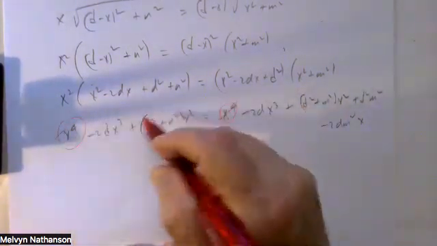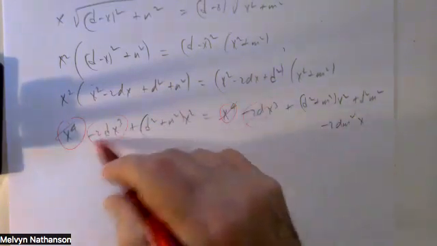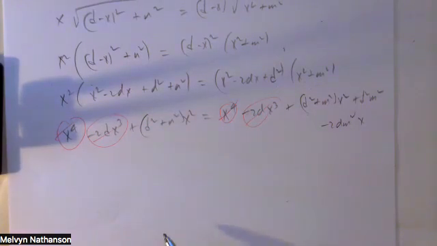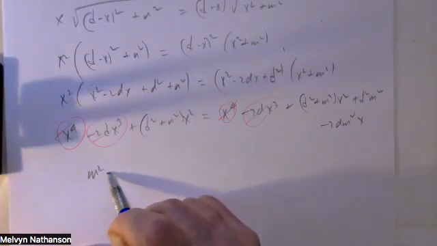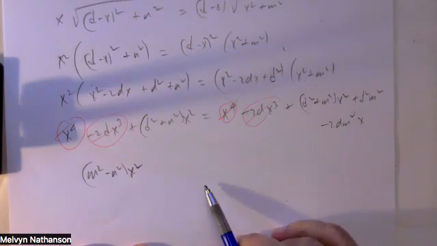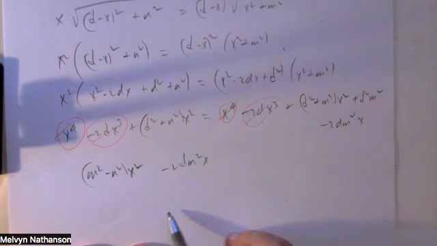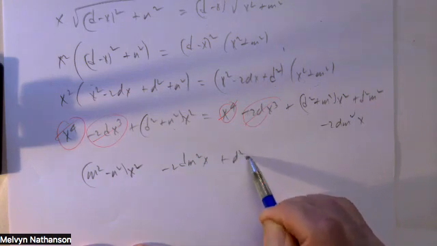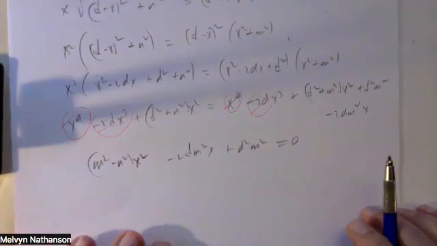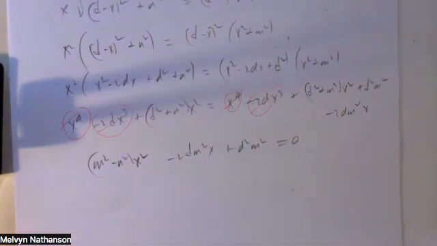And I have some cancellation. X to the fourth, they cancel. Minus 2dx cubed canceled. So I have this equals this. So I really have a quadratic equation. If I bring this onto the other side, I subtract, I get (m squared minus n squared) x squared minus 2dm squared x plus d squared m squared equals 0. So if I've done my algebra correctly, I just have to solve this quadratic equation.